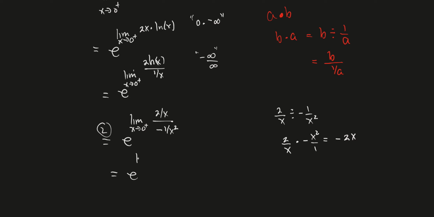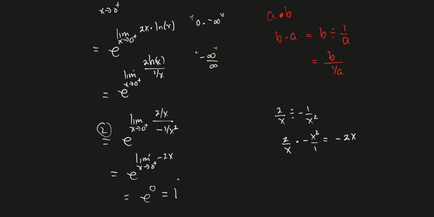So I have e to the limit as x approaches 0 plus. So this fraction reduces to negative 2x. So now I can evaluate it as x approaches 0 plus. So this ends up being e to the negative 2 times 0, which is 0. And e to the 0 is 1. And that's what this comes out to be.